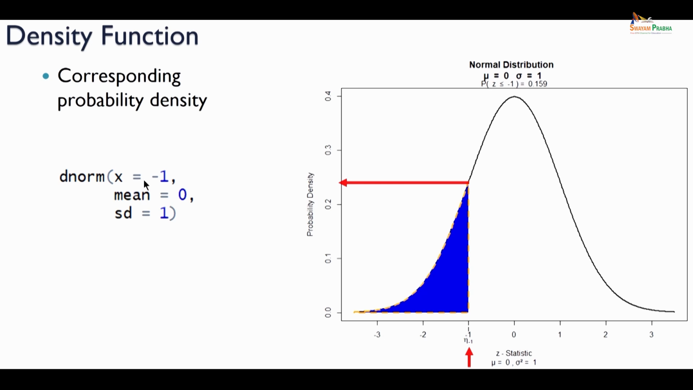Now, I know the start value, which is minus 1 in this case, and I need to give a mean of 0 and standard deviation of 1. Given a start value, the corresponding probability density is 0.2419, which we can infer from the plot. In this case you do not need to give lower tail or upper tail because we are just going to find the probability density value.